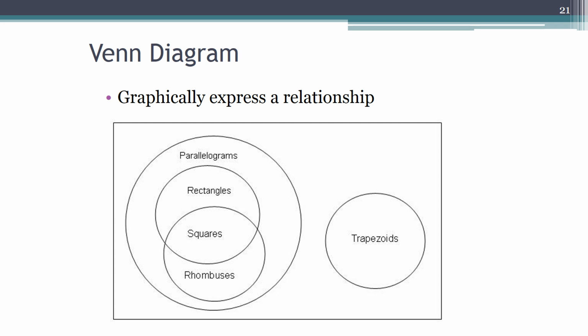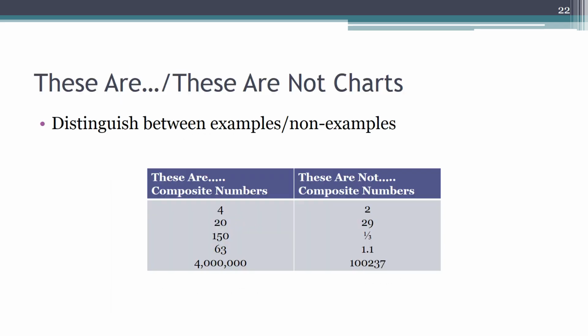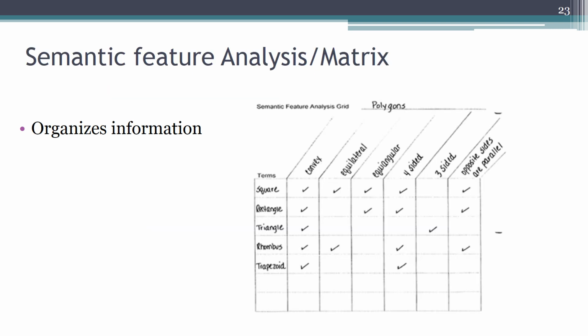squares, rectangles, and rhombuses have something in common. And all of them have the same characteristics that a parallelogram is going to have, and that's why parallelograms encompass them. Trapezoids don't have anything in common with any of those other shapes. You might use a chart of examples and non-examples. This is taking that bottom piece from the Frayer model and just focusing on those. That's another variation you might use.